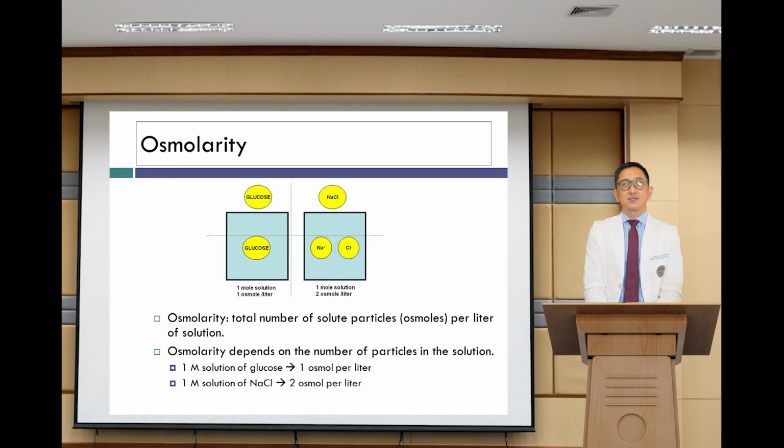Osmolarity, we defined osmolarity a while ago. So it also depends on the number of particles in the solution. So we have two solutions here. The first one contains glucose, only one solute, and the other one is your sodium chloride. So for glucose, it only contains 1 osmol per liter, and for sodium chloride, it has 2 dissociable particles. So you'll have 2 osmoles per liter of solution. Okay? So that is what you mean as it depends on the number of particles in the solution.